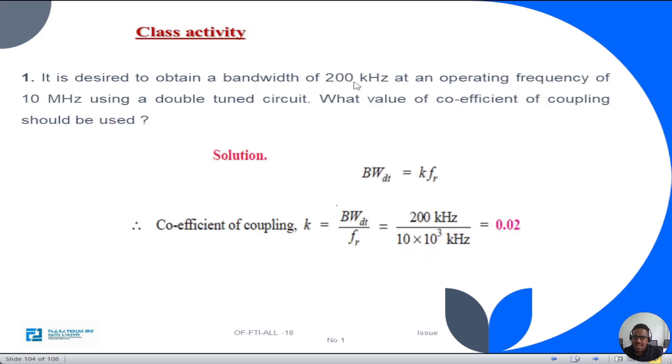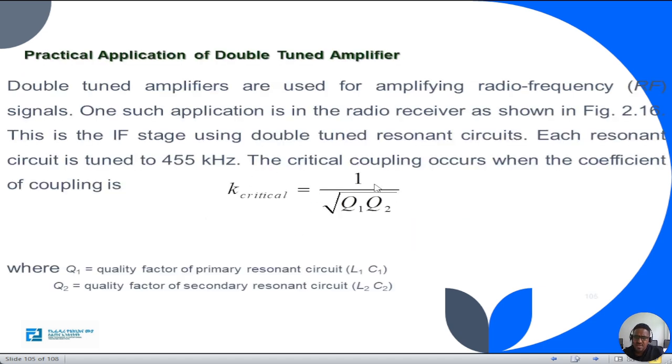In this example, the bandwidth is 200 kilohertz and the resonance frequency is 10 megahertz. Determine the coefficient of coupling. From the bandwidth equation, the coefficient of coupling becomes bandwidth over fr, so 0.02. That is the coefficient of coupling. How closely are they related? Are they far or close, spaced or tight? That is the coefficient of coupling.